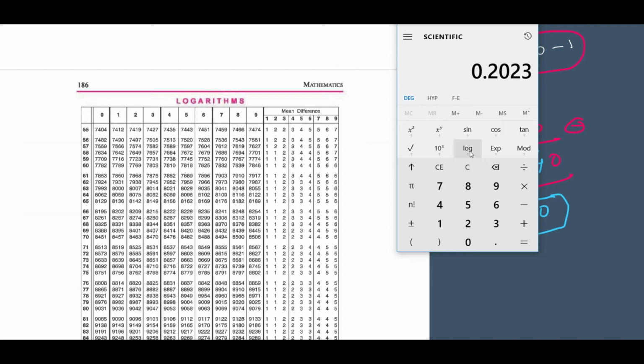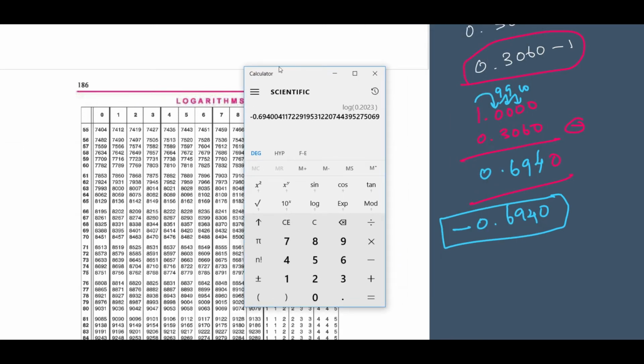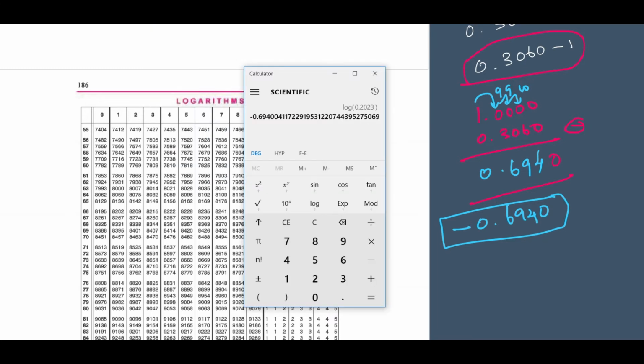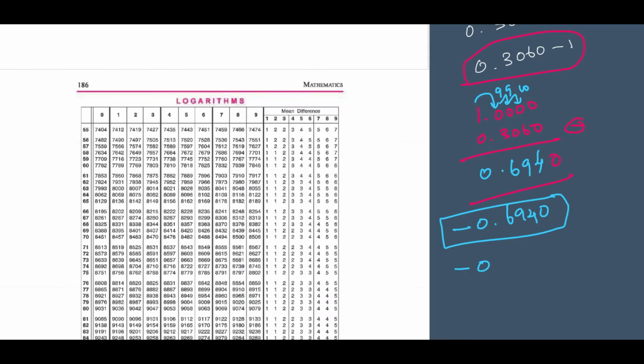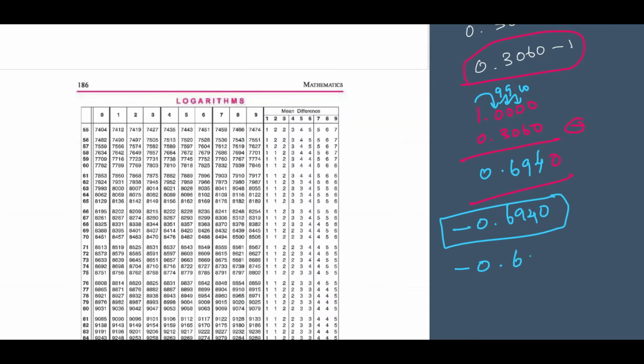0.2023. What is the log value? So observe here what values are coming. If you observe this, the same values are coming for us also. Look here, minus 0.69400 is coming. Clear? Now you're getting it clear, I think.